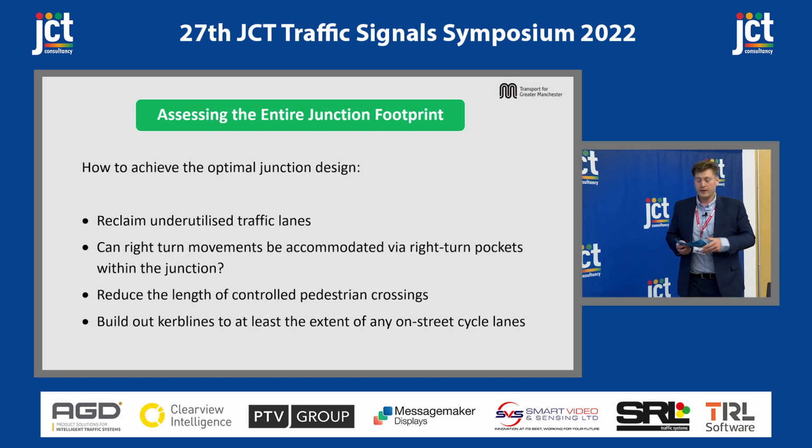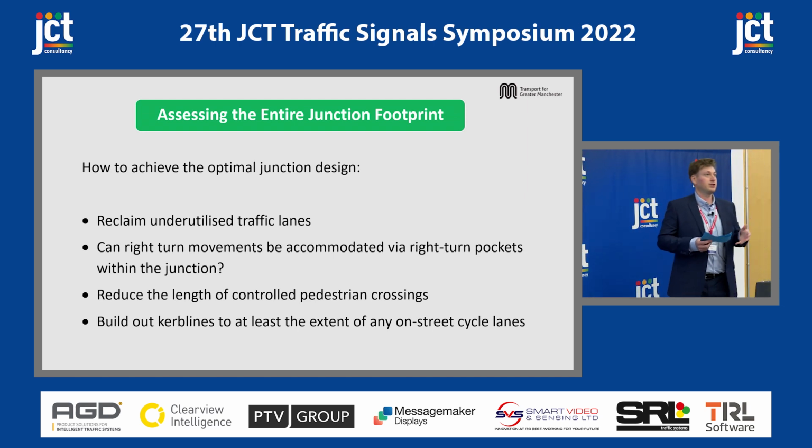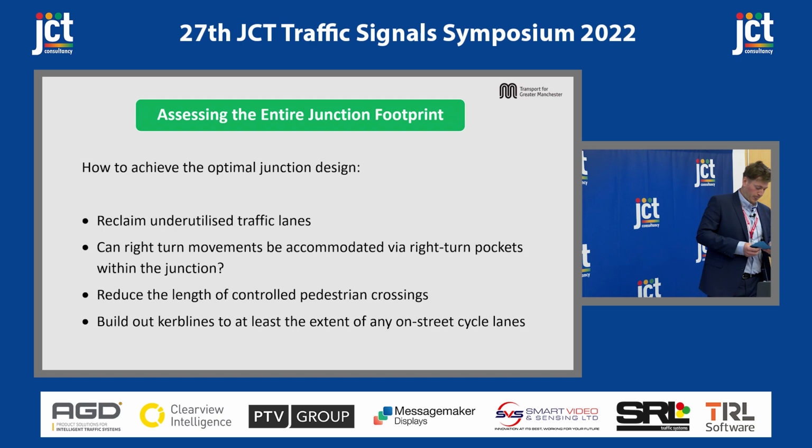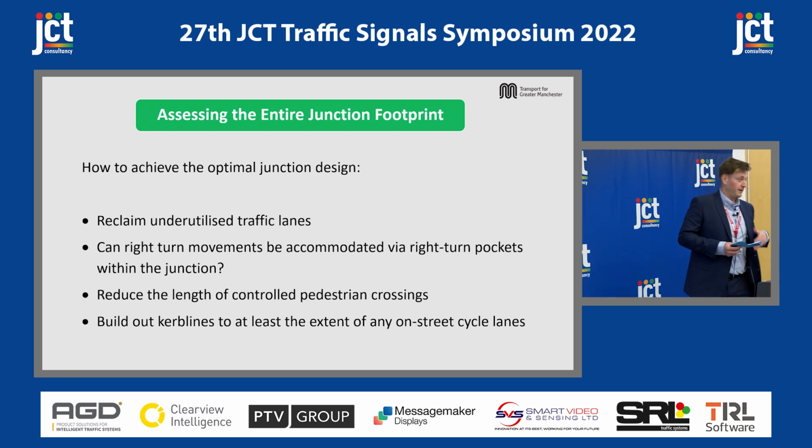Can right-turn movements be accommodated via right-turn pockets within the junction rather than additional right-turn lanes on the approach to the stop lines? Can we reduce the length of the controlled crossings, pedestrian crossings by removing islands and utilising the additional space outside the carriageway extents? And also, can we build out to at least the extent of any on-street cycle lanes and then transfer the cyclists to this external orbital cycle route, creating naturally shorter pedestrian crossings?